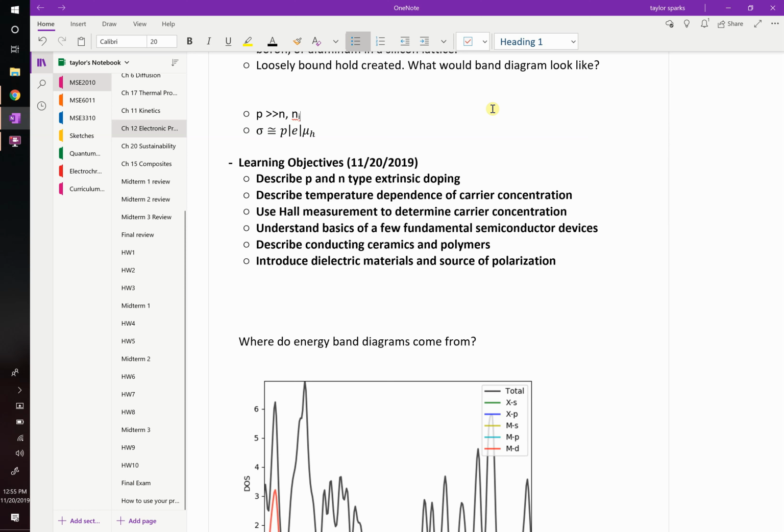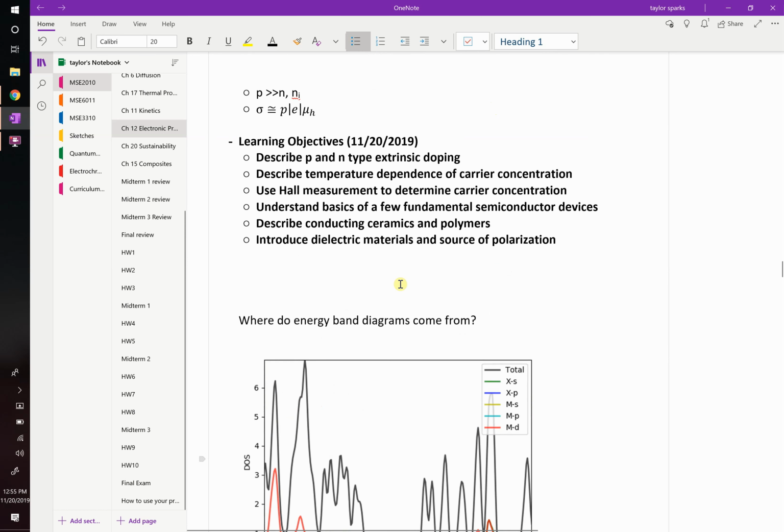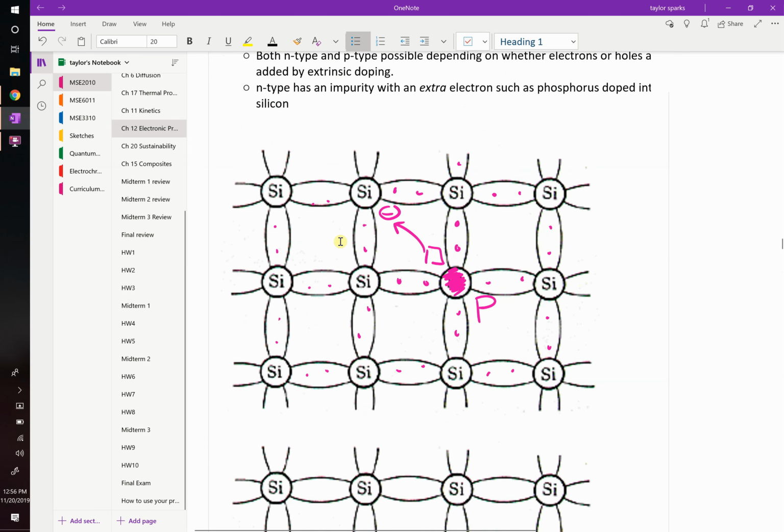We are going to get started, and we didn't quite finish talking about extrinsic doping last time, so we're going to start off talking about extrinsic doping. We will then talk about, I'm going to do another explanation of where band diagrams come from. I've been getting a lot of questions about that, so I'll try and explain that a little bit more. I'm going to talk about the temperature dependence of the carrier concentration, Hall measurements as a way to measure carrier concentration, and then we're going to dive into some of the basics of semiconductor devices, and if we have time, we'll get into how conduction can possibly occur in ceramics and polymers, which seems unintuitive. And I doubt we'll get to dielectrics, but we might. So let's start with where we left off.